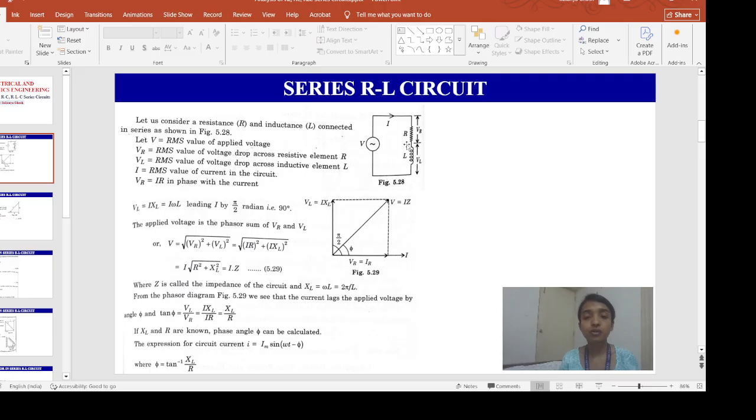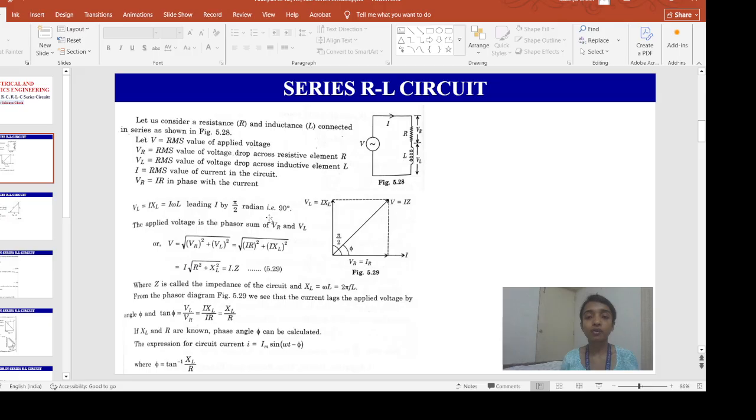VR equals IR, in phase with the current, because we know for a resistive circuit voltage and current are in phase. This is for the resistor part. What about the inductor part? What is the voltage drop across the inductor? VL equals I multiplied by the inductive reactance, which is I into XL. XL means omega L, so I into omega L.